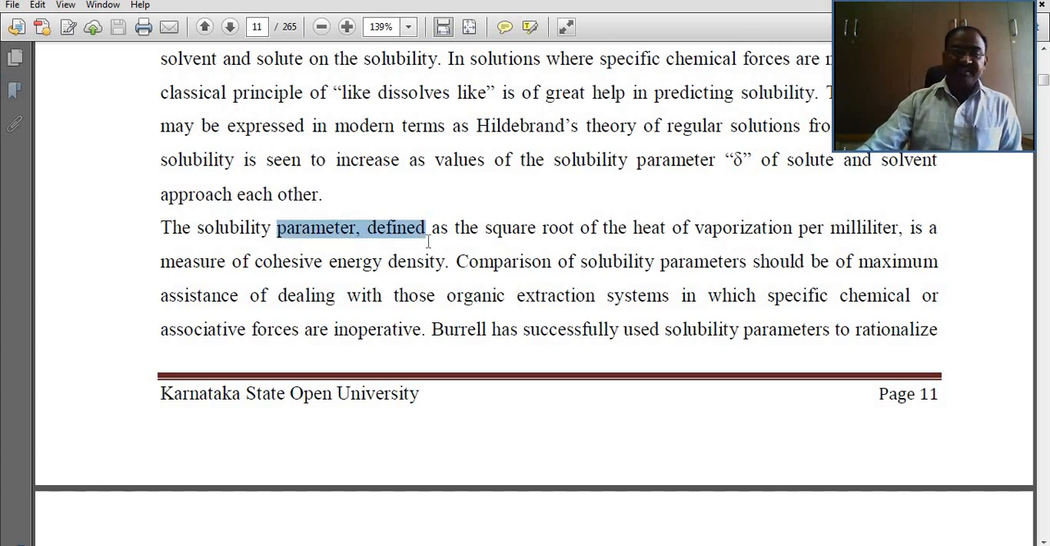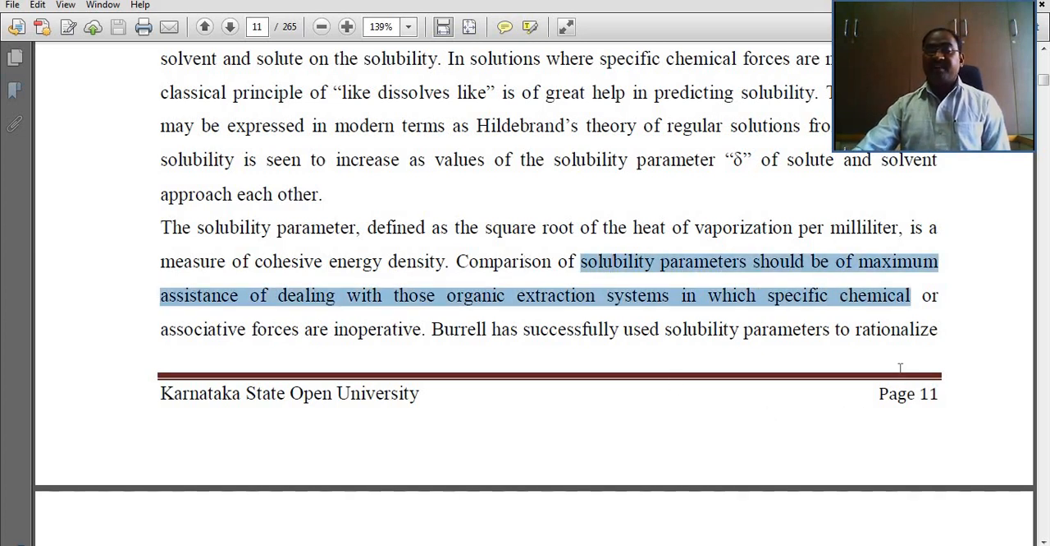In this paragraph, we mention what the solubility parameter is. It is defined as the square root of the heat of vaporization per milliliter, and is a measure of cohesive energy density. Comparisons of solubility parameters should be of maximum assistance in dealing with those organic extraction systems in which specific chemical or associative forces are inoperative.